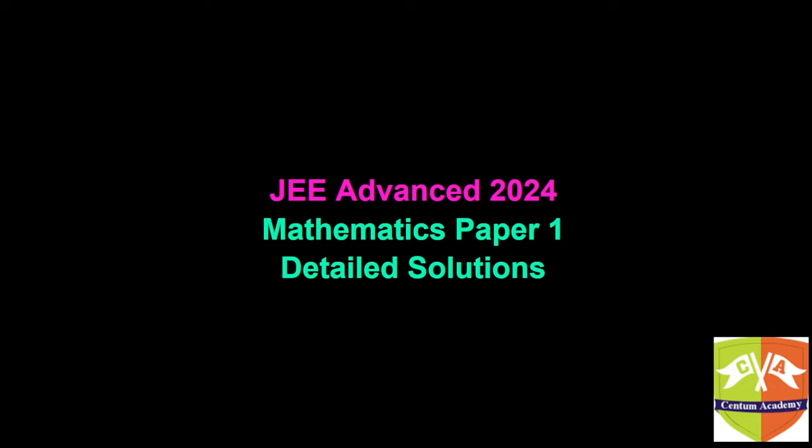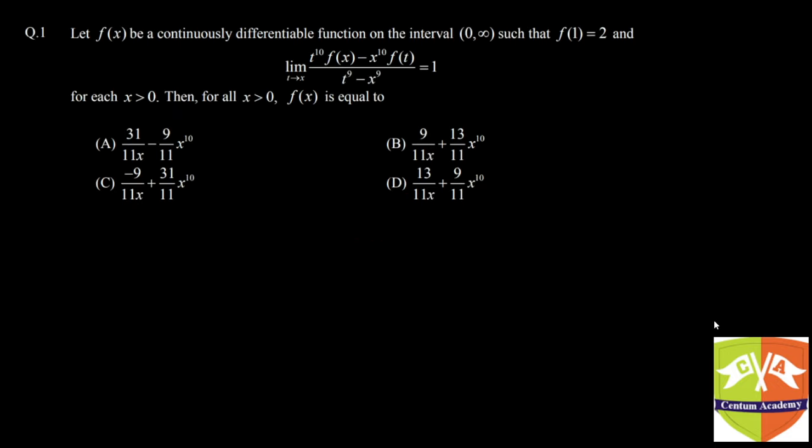Detailed Solutions. So the first question is, f(x) is a continuously differentiable function on the interval (0, infinity) such that f(1) equals 2 and this given limit is equal to 1. So for each x greater than 0, which of the following is f(x)?